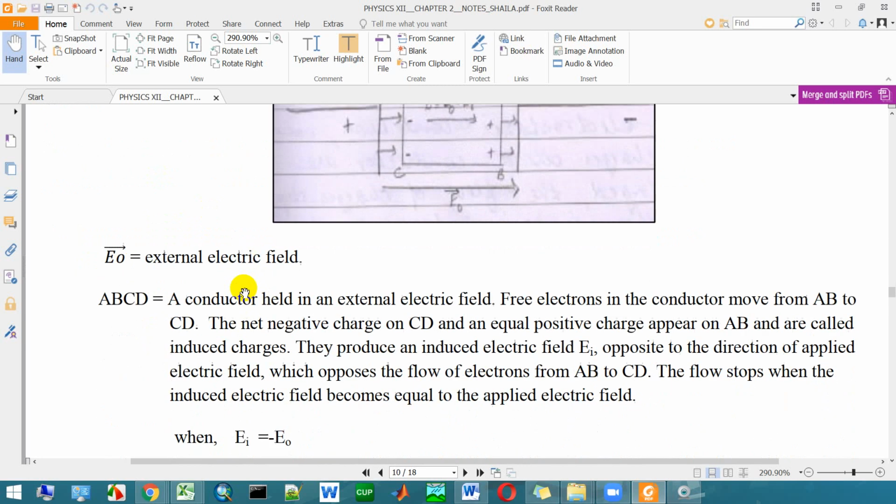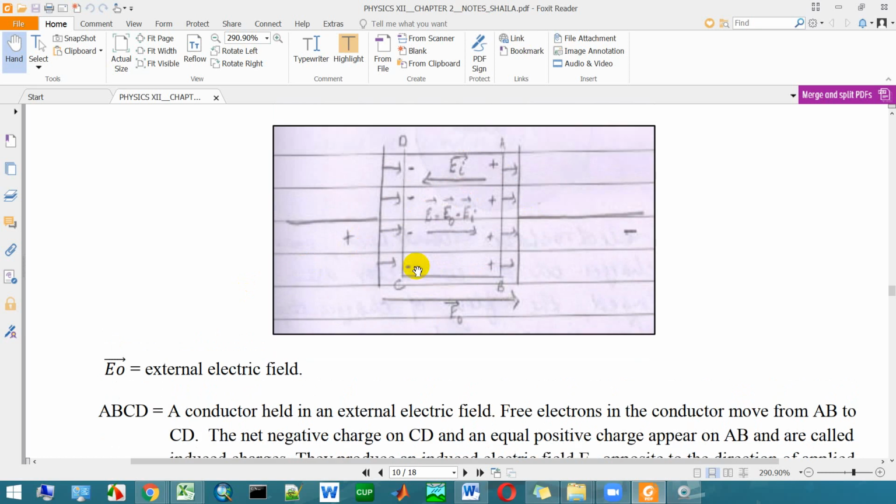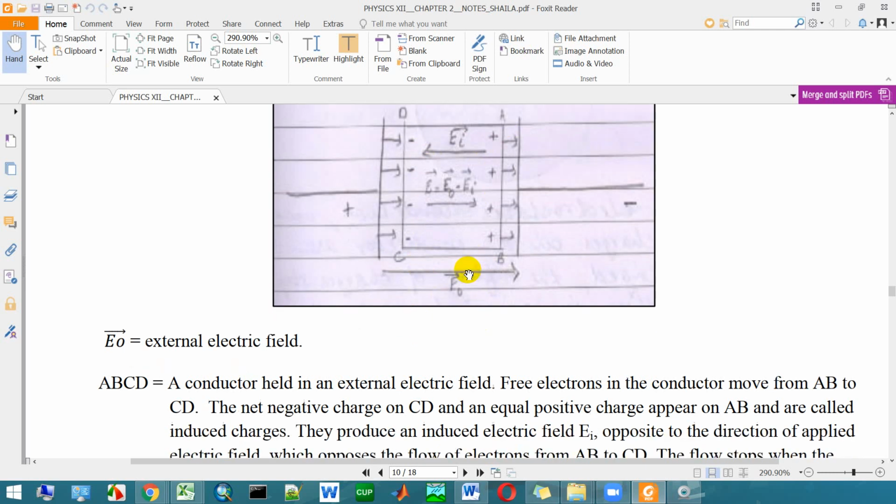So the first property is that we are going to prove the net field inside the conductor is zero. This concept is also used for electrostatic shielding. The field inside any conductor is zero. Now again, let me consider E naught, the external electric field. E naught is the external electric field, and ABCD is a conductor in an external electric field.